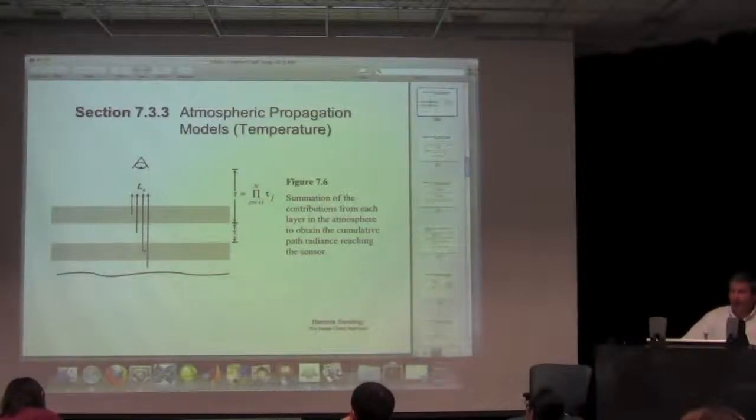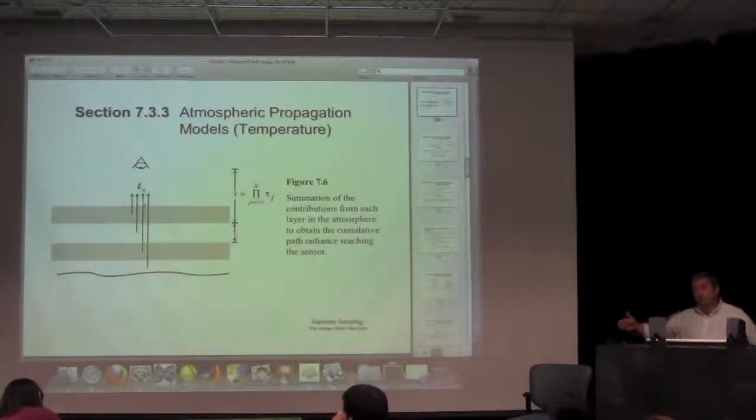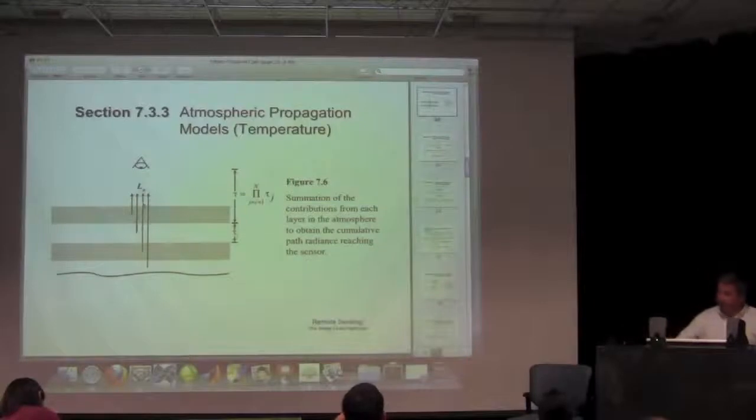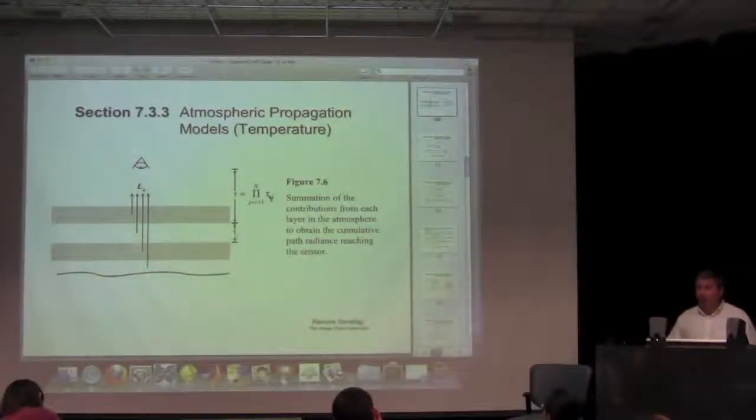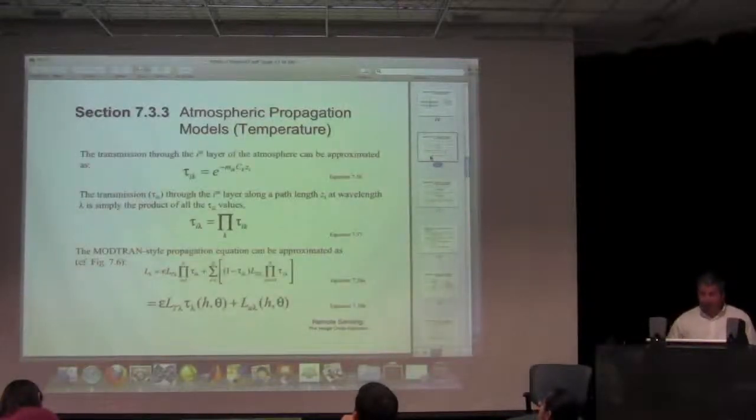If you went down to the third layer here, this would be the L_U that originates from that layer of the atmosphere through the transmission in the layer above it, through the transmission in the layer above that. So you would multiply these transmission terms together as you would propagate that energy up through the atmosphere. So the total transmission, if you want to think of it that way, from some point in the atmosphere up, is the product of all the transmissions from that layer to the sensor. Okay? So that's the layer assumption that's made in all these models.